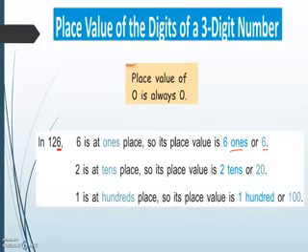The question will be, what is the place value of 2? First we have to look at which place 2 is sitting. 2 is in the tens place. So the place value of 2 is 2 tens. 2 tens is 20.